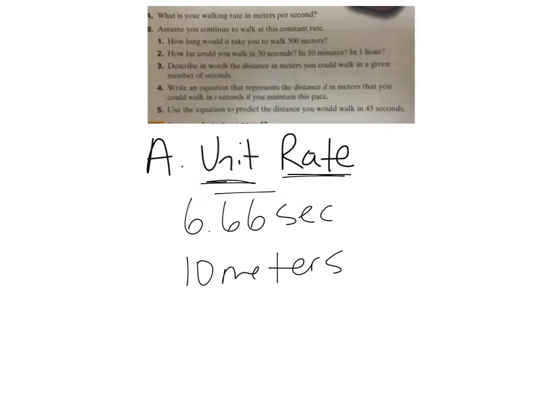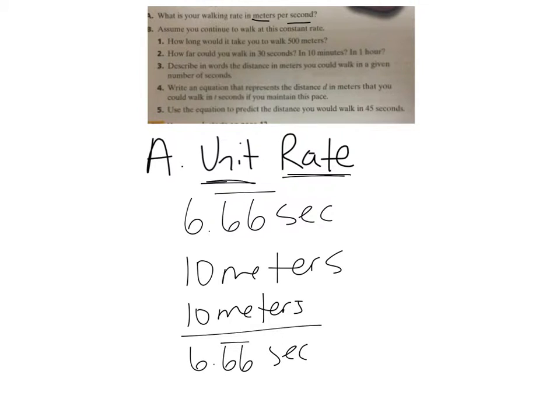If I wanted to find out meters per second, one of the key components here is how I'm putting that, meters per second. So I'm looking for a ratio that's set up meters per second. So the first thing I need to understand is that 10 meters is on the top of the ratio, and 6.66 repeating seconds is on the bottom. So when I do this division problem, I'm going to end up with an answer of meters per second.